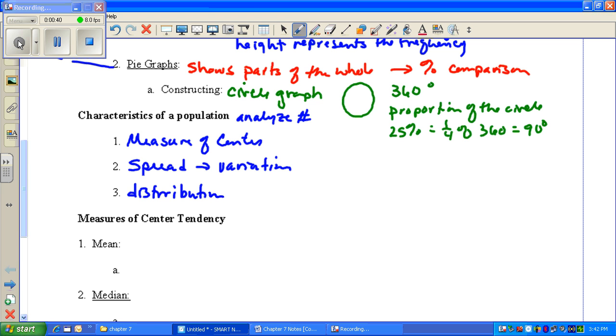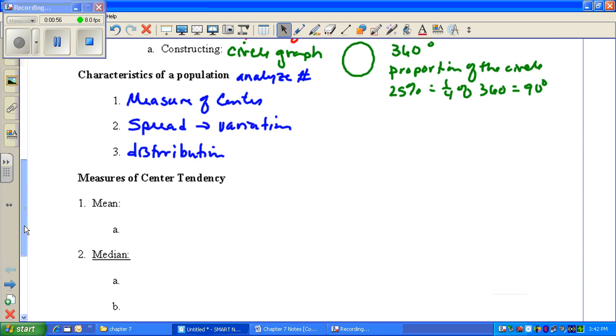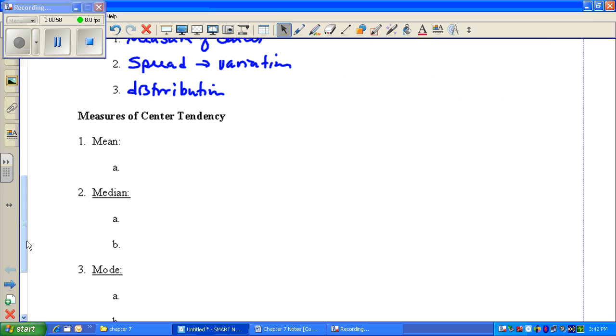So when I get my data, I'm looking at what is the center, how spread out is this data, and then what's the distribution? What does the picture look like? Is it all bunched? Is it symmetric? Is it bimodal, or a peak, two peaks? What's happening? We'll get to that in a little bit. Right now we're just going to look at measures of center.